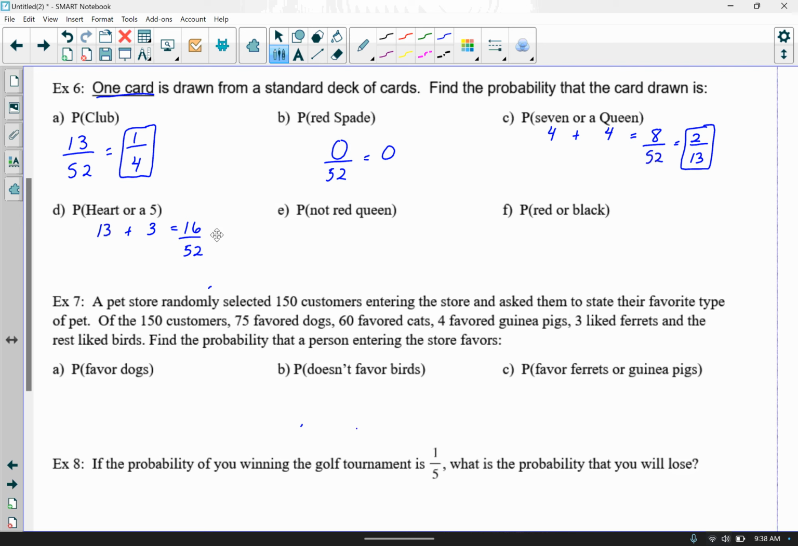All right, that can be reduced. Divide by 4 is 4. Divide by 4 is 13. So I got 4/13. Final answer.